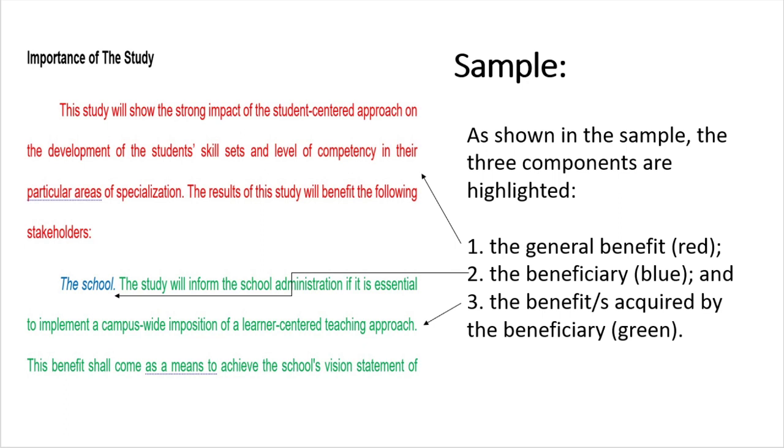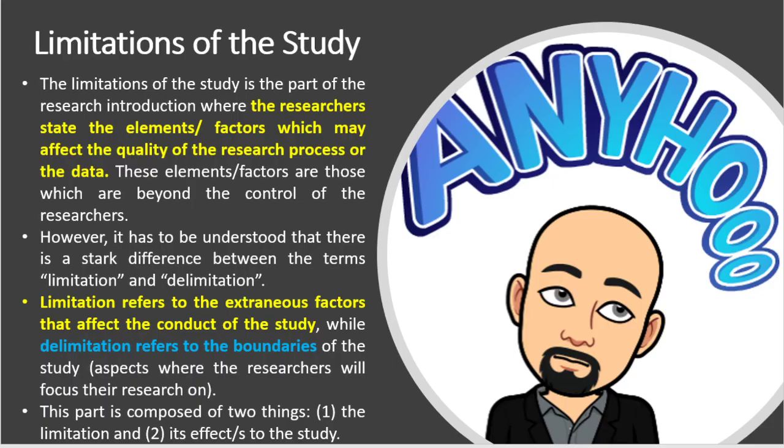But if you move further down, you will see that from the school, they proceeded to mention the teachers and the students as well. The students being the most direct beneficiary of this study. Granted, the bulk of the benefit will go to them, because this study is for them at the end of the day. So the next part would be the limitations of the study.